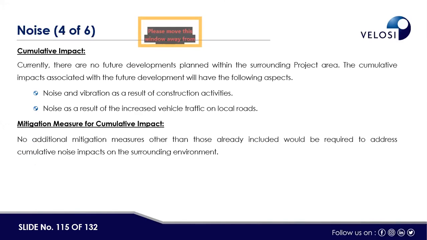Then cumulative impact. There are no future developments planned within the surrounding area, so cumulative impact arises just because of these two points: noise and vibration as a result of the construction activities, and noise as a result of increased vehicle traffic on the local road. And we did not mention any additional mitigation measure for cumulative impact.